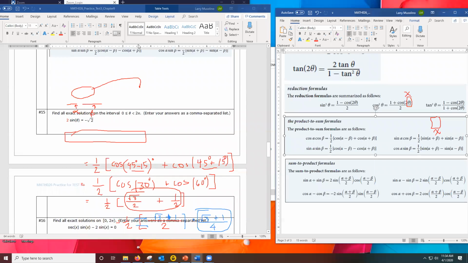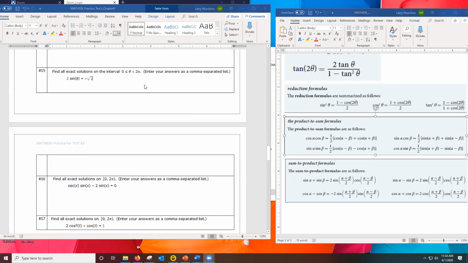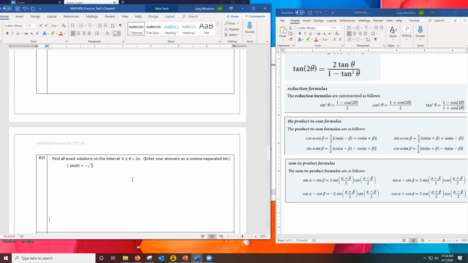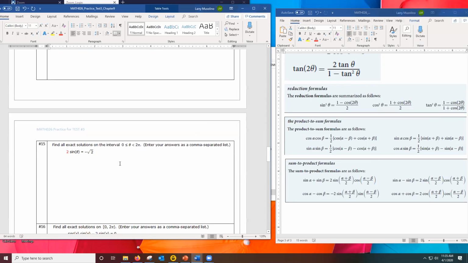All right, folks, let's do a couple more here to wrap this up. Let me go to this last type of problem. The last type of problem here is finding solutions to trig equations. There's 17 questions in total. So let's do number 15 here.